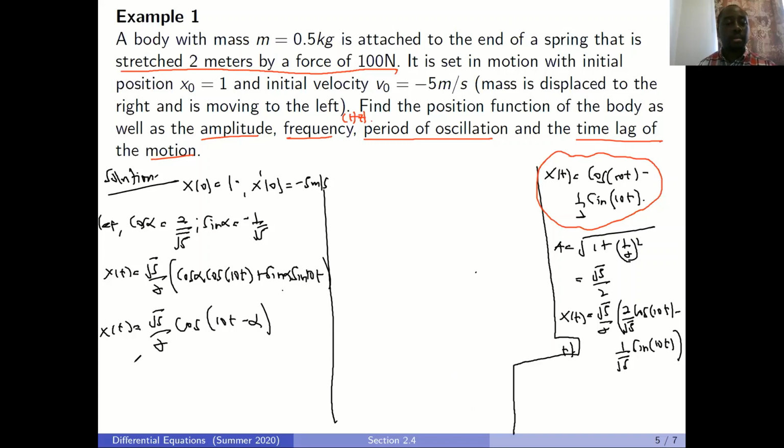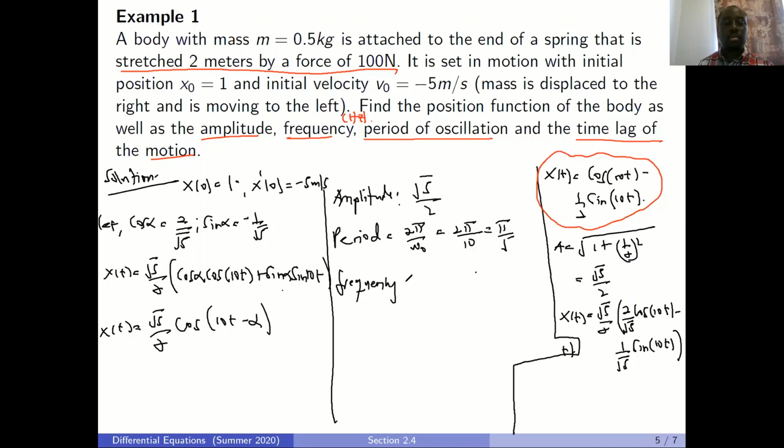Right. Our amplitude is going to be the square root of 5 over 2. Right. Our period is 2 pi over omega 0. This is 2 pi over 10, so this is pi over 5. And then our frequency in hertz is, of course, 5 over pi hertz. Period is in seconds.